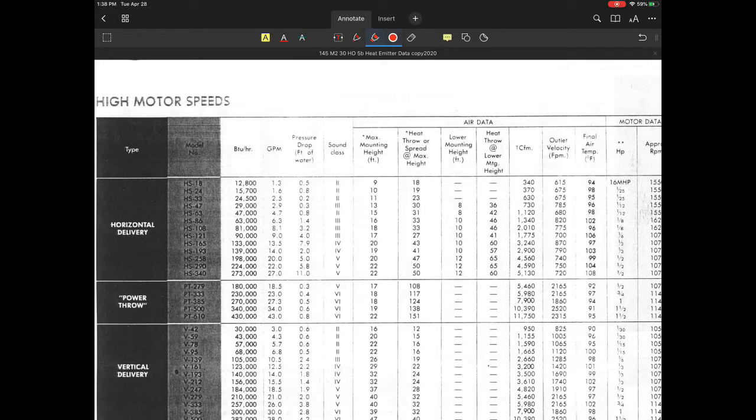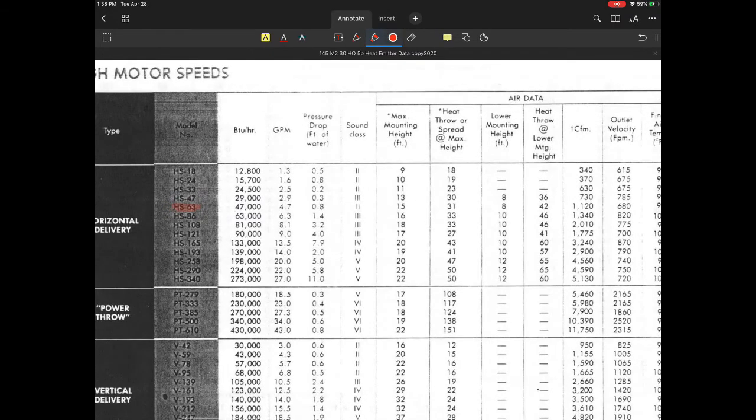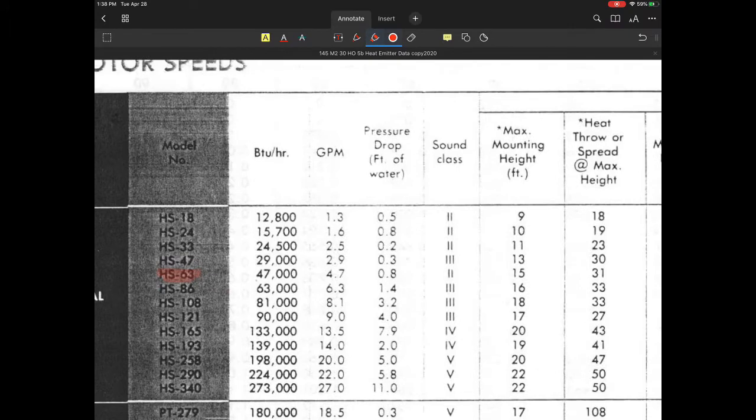Now, if I take a look at a very typical application that we might have. So maybe I've got an application where I happen to have an HS63, this particular heater. That HS63 is going to have a nominal capacity of 47,000. Now you might be wondering, why is it not 63,000? Why on earth would they do that?